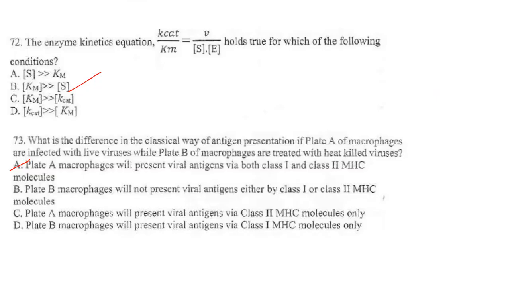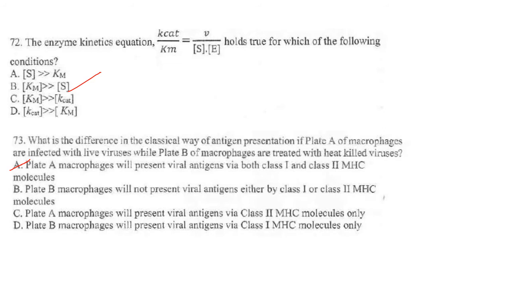The next one. The enzyme kinetics equation Kcat by Km is equal to V by concentration of S into concentration of E holds true for which of the following conditions? So it is when Km is very much greater than the substrate concentration. Answer is B.